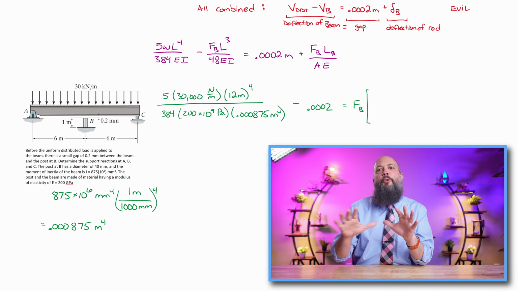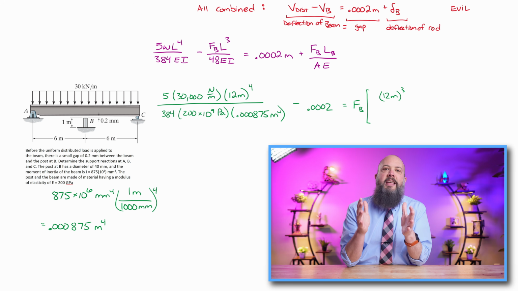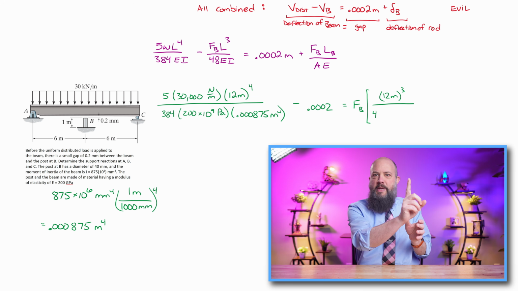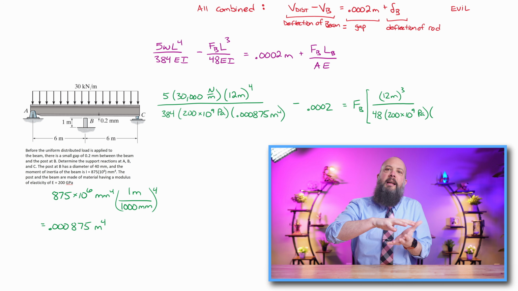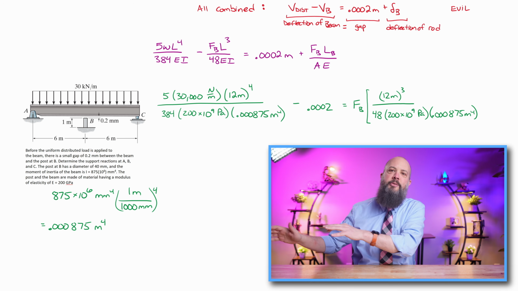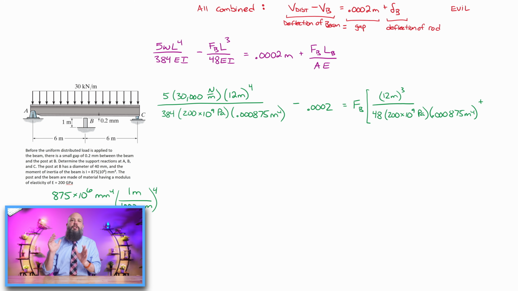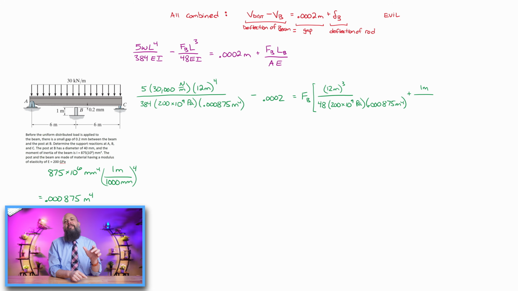And I'm going to rearrange the equation a little bit because the unknown in this equation is F. The same F that's pushing up on the beam is the same F that's causing axial loading. So we're going to move all the F terms over to one side and keep all the number terms on the other side. So 12 meters cubed length, 48, the 200 times 10 to the 9th E, 0.000875 for I. Got to zoom out a little bit because this is such a big equation.